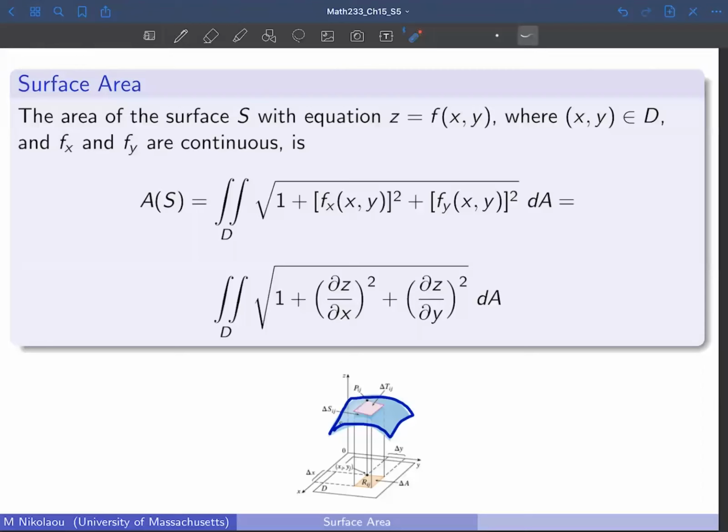Then in this case, the area of the surface S will be given by the double integral over the region D of the square root of 1 plus fx squared plus fy squared times dA. And if we use the alternative notation for partial derivatives, then the area of the surface S will be given by the double integral over the region D of the square root of 1 plus partial z partial x squared plus partial z partial y squared times dA.